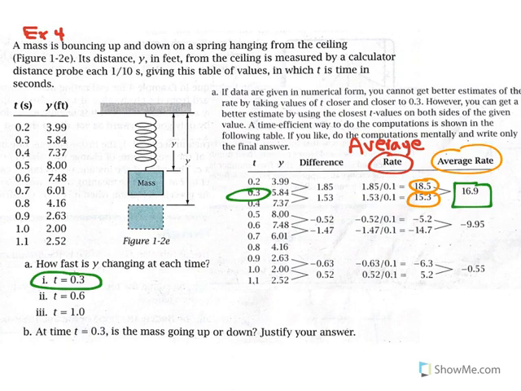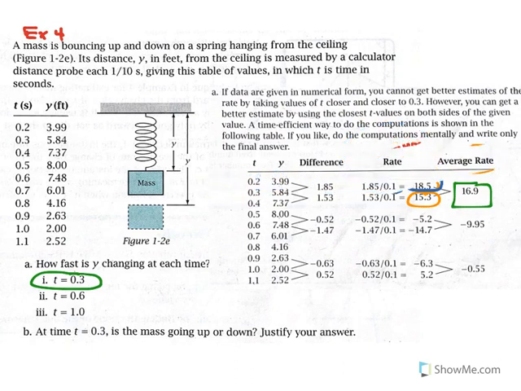So the first average rate that we look at in this column is for the time interval from 0.2 to 0.3 seconds. So we find the change in the distance from the ceiling by subtracting 5.84 minus 3.99. So there was a change of 1.85 feet. And we divide that by the change in time, 0.3 minus 0.2, or 1/10 of a second. And when we do that division, we get 18.5 feet per second. That was the average rate of change of the distance from the ceiling on the time interval from 0.2 to 0.3 seconds.